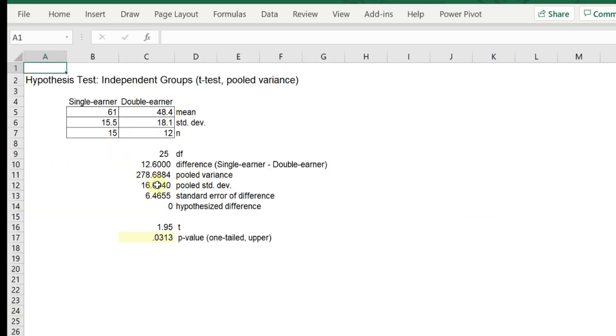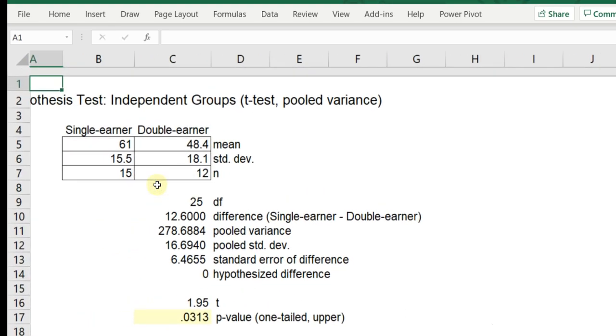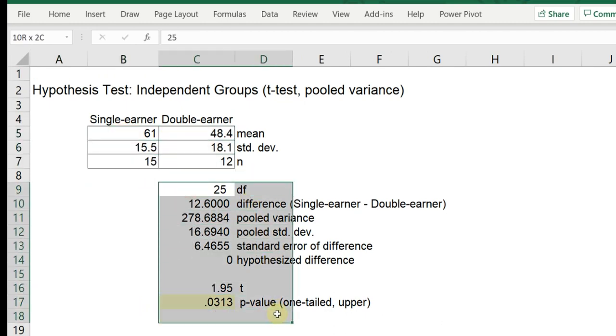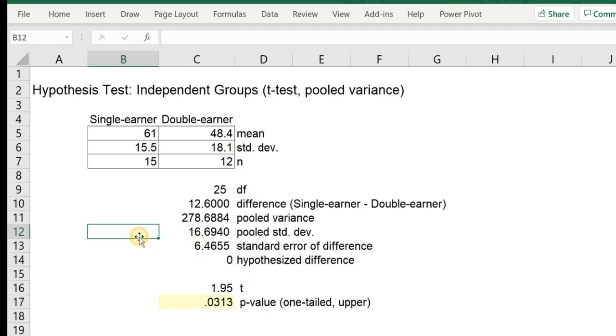And there you go. This is the output that I had. You see that? Again, this portion of it is what we input. And this other portion right here is what Megastat ran. The difference between single earner minus double earner is 12.6. And again, it all comes down to that p-value, the all-important p-value. And that's how you do this problem.